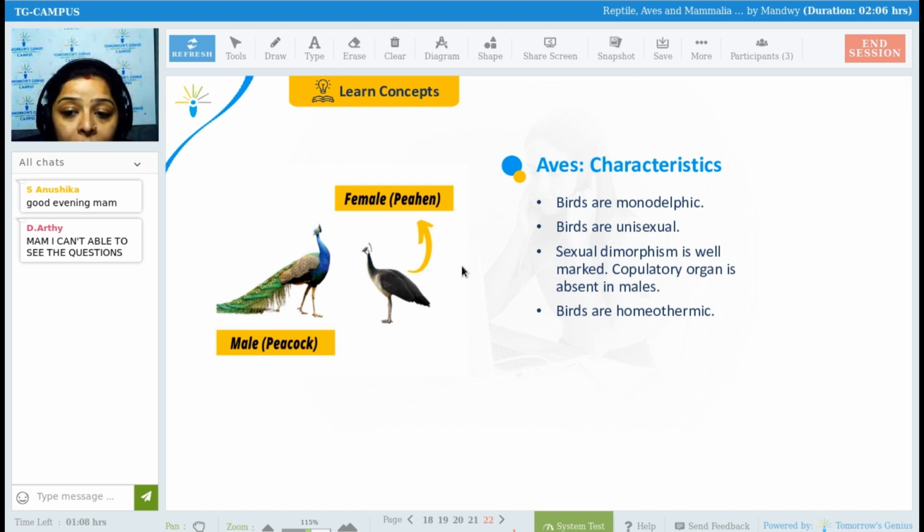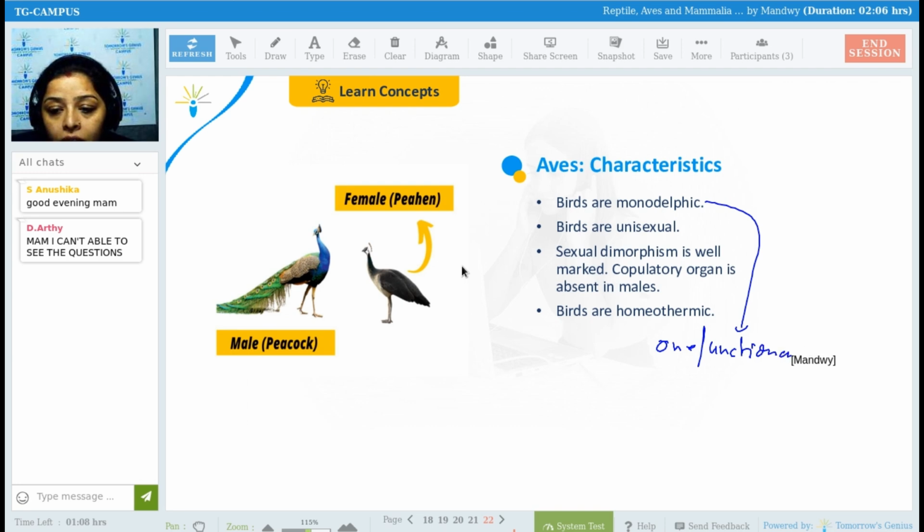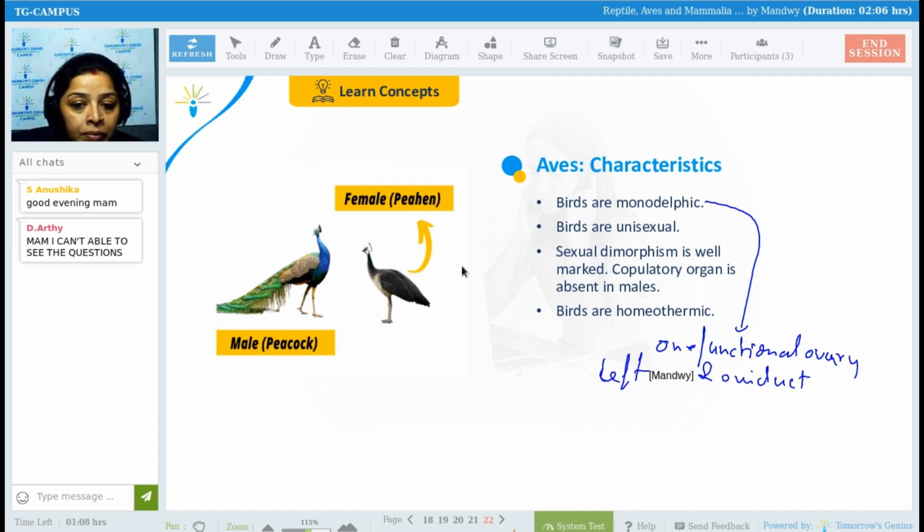One functional ovary and oviduct. Which side? Left. And hence it is called monodelphic.